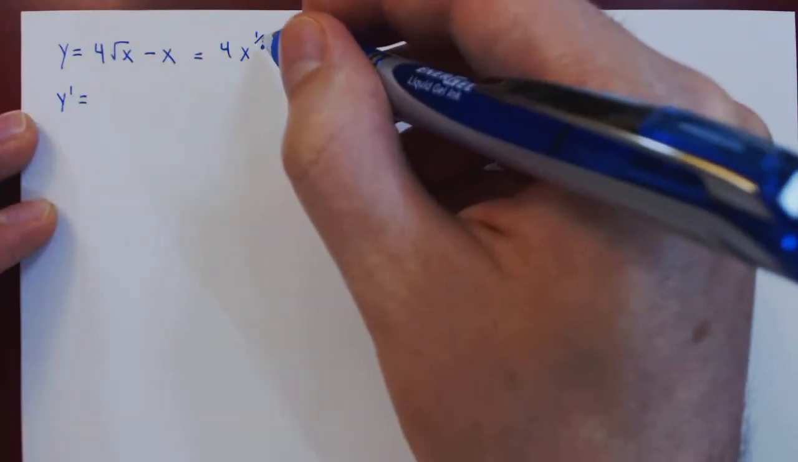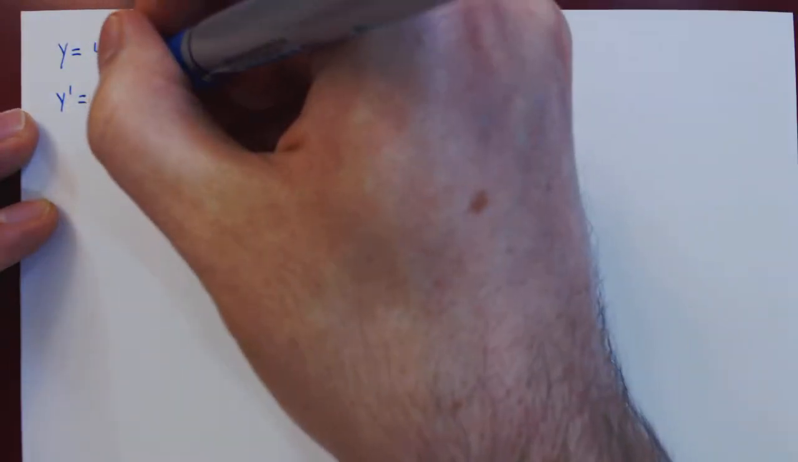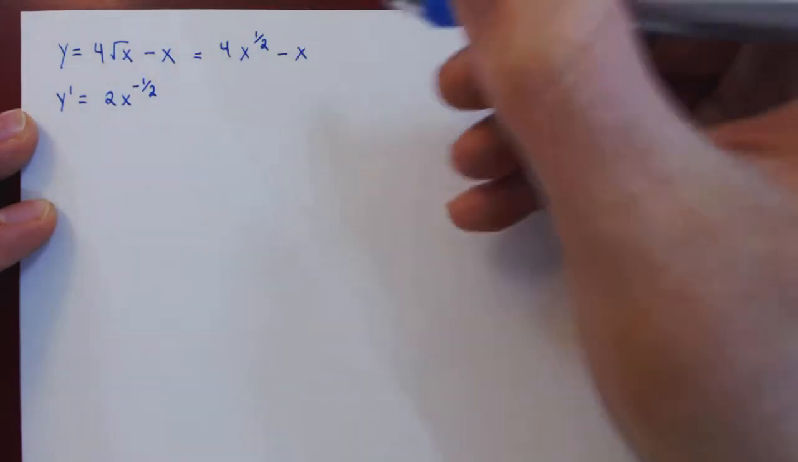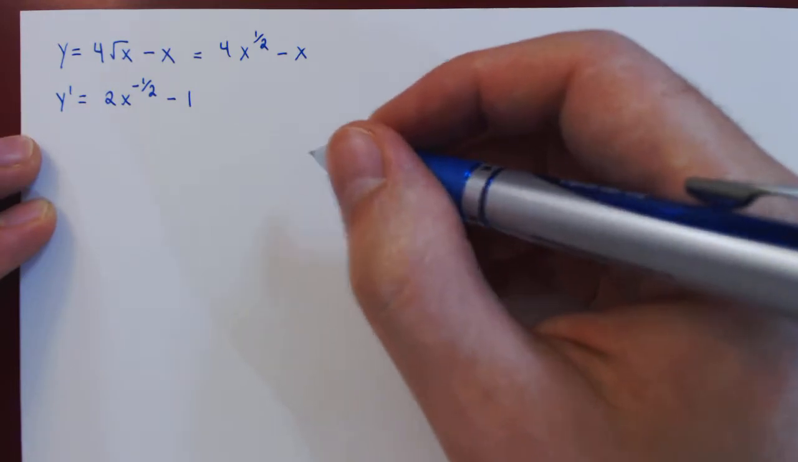So let's find the first derivative. This will give us, well, 1/2 times 4 is 2, so 2 times x to the 1/2 minus 1, negative 1/2, then minus 1. So we now have the first derivative.